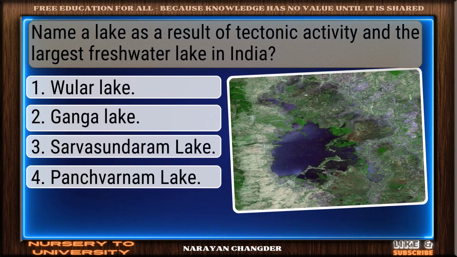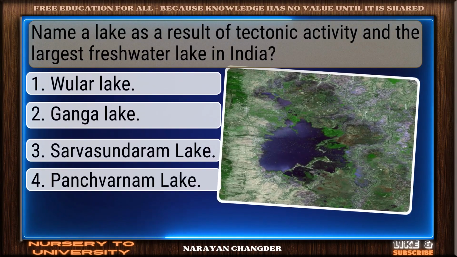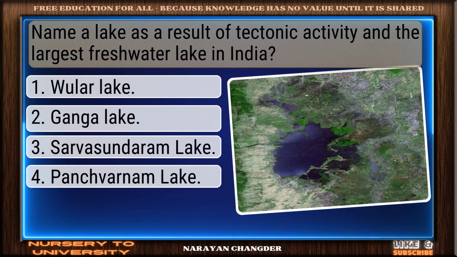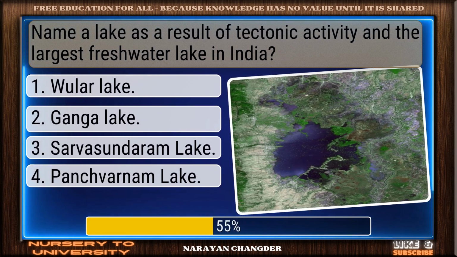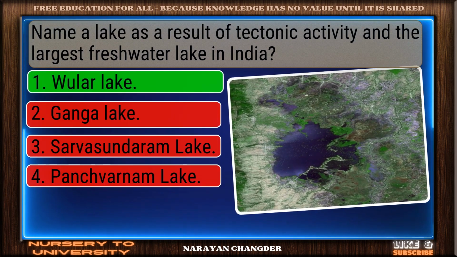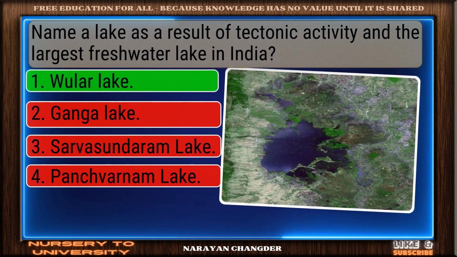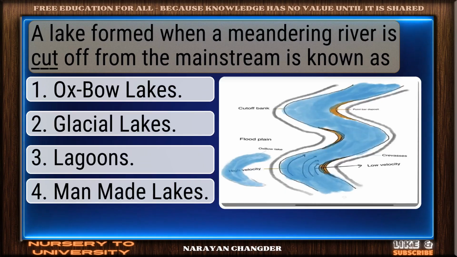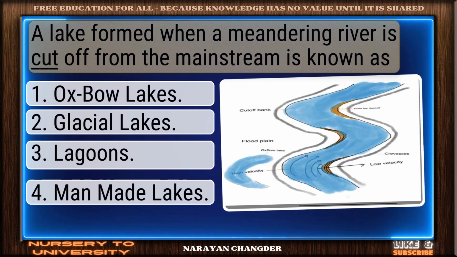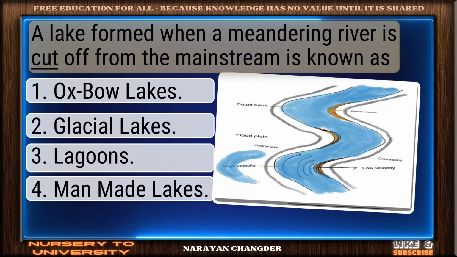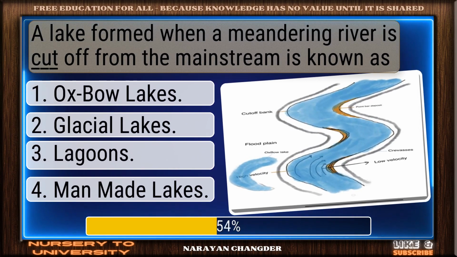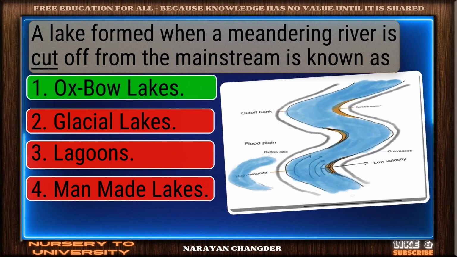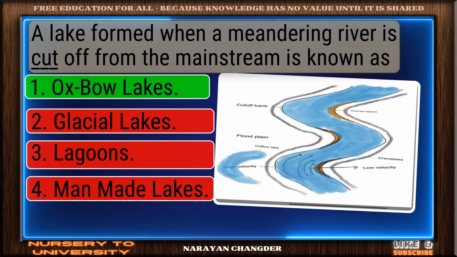Question number 43. Name a lake formed as a result of tectonic activity and the largest freshwater lake in India. Nice selection. Wular Lake is the correct and valid answer. Question number 44. A lake formed when a meandering river is cut off from the mainstream is known as dash. Perfect. Oxbow Lake is the correct choice.